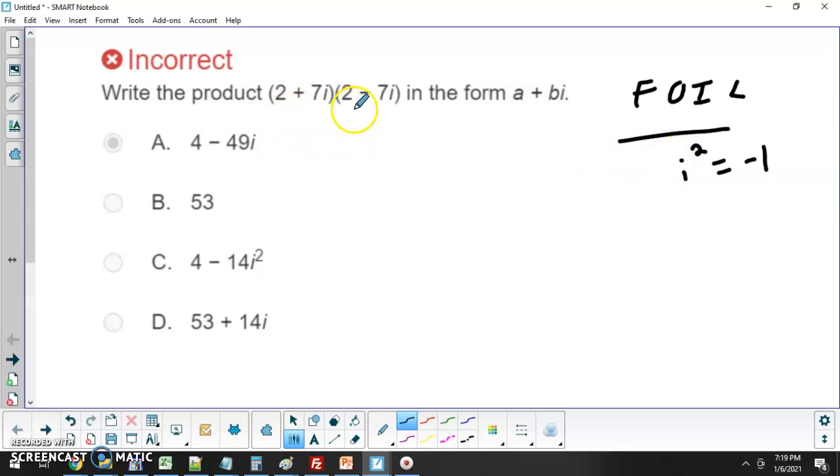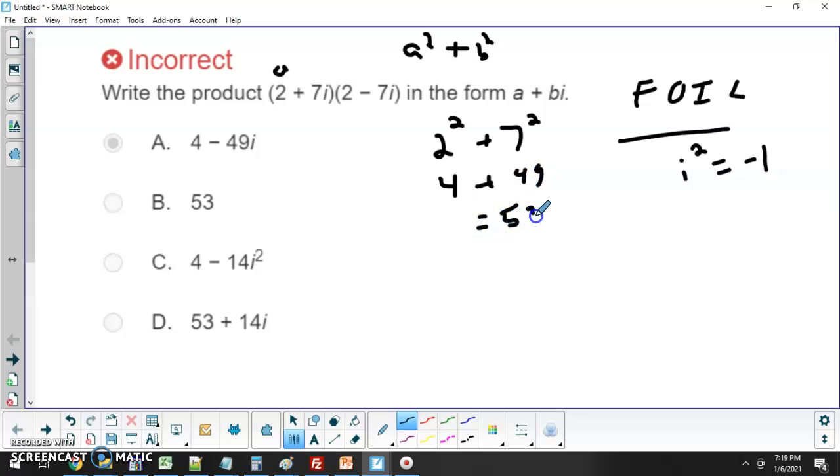But the simple way to actually do this one is recognize that you're multiplying a complex number by its conjugate. And if you do that, the shortcut is just to do a squared plus b squared, okay? Where a is the first part, which is 2 here, so it'd be 2 squared, and b is the number in front of i, so that's 7. So it's 2 squared plus 7 squared. If you square 7, that's 49. You square 2, that's 4. And so that ends up being 53.